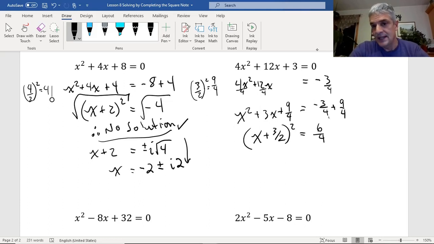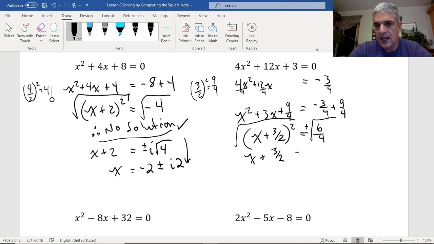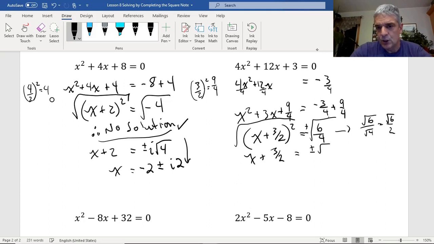Now I'm in a situation where I can take the square root of both sides. So I take the square root of both sides, and this, of course, will be plus or minus, okay? And now I end up with x plus 3 over 2 equals the square root of 6 over 4. Now, this is something that'll be new for you, but you can do square root of 6 over the square root of 4. So that actually ends up being the square root of 6 over 2. Okay, and that's kind of handy here because we end up with plus or minus the square root of 6 over 2.